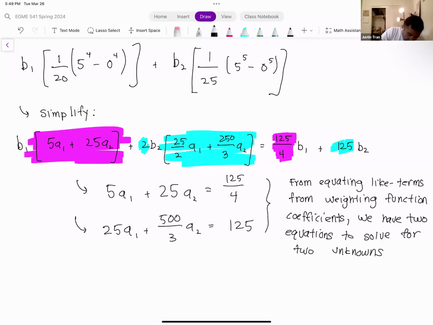So you can solve this. It's a 2x2 system, and so you can solve this one by hand. It's probably not that difficult. Or you can solve it in MATLAB, whatever kind of floats your boat. And so our solution here is we have A1 is equal to 10, and A2 is equal to minus 0.75, or minus 3/4.